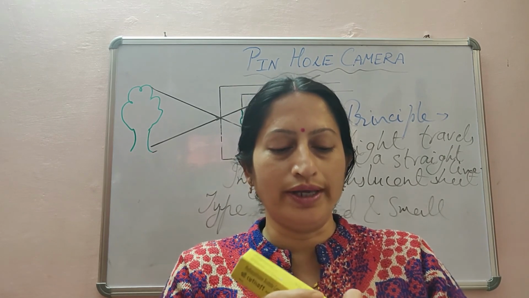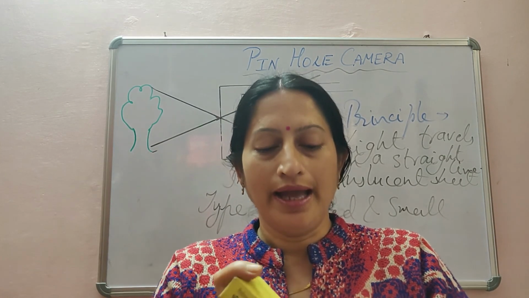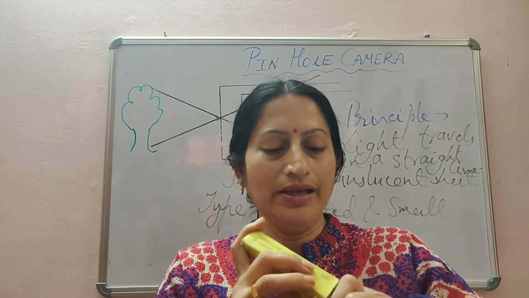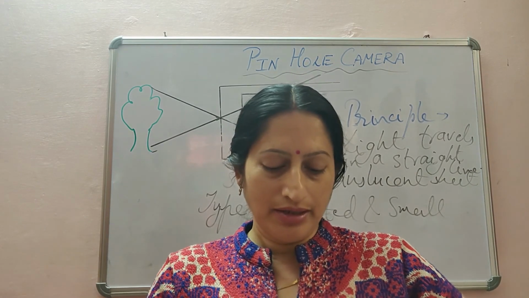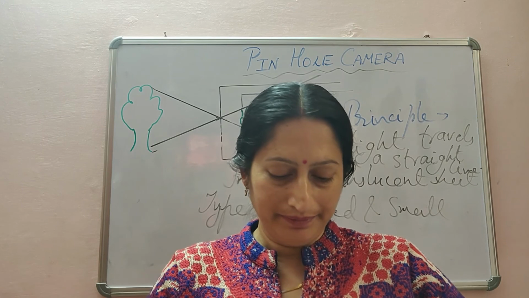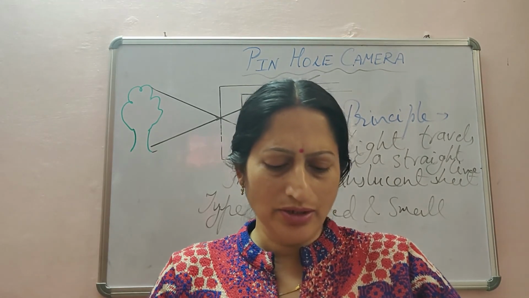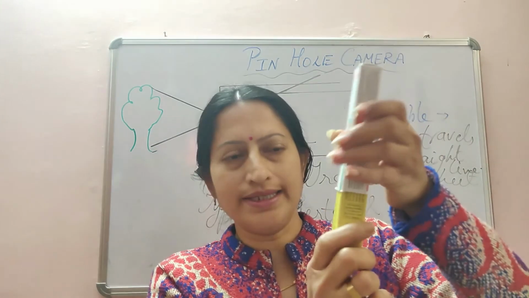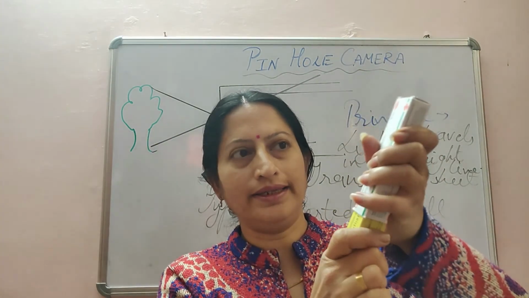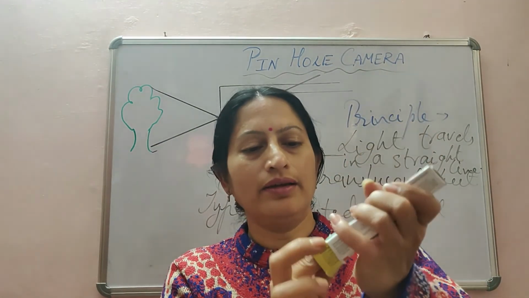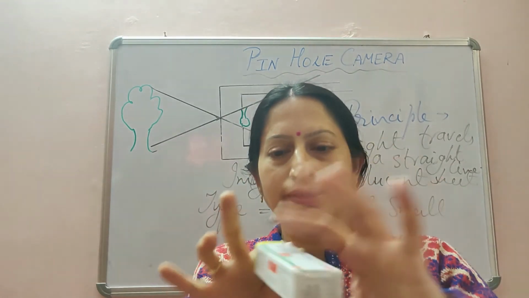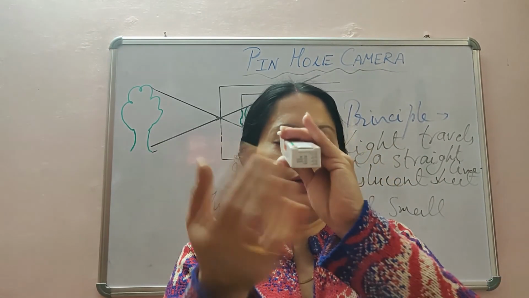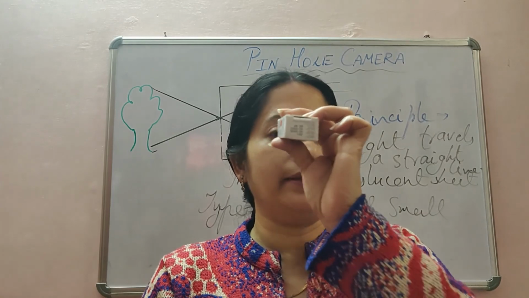This has to go inside it properly, and then we will see through this pinhole camera. So let me see, it's almost, yes. Now it has entered like this. We have to make it enter inside this, and then if the hole is here, we will keep it in front of the object and we will see like this.